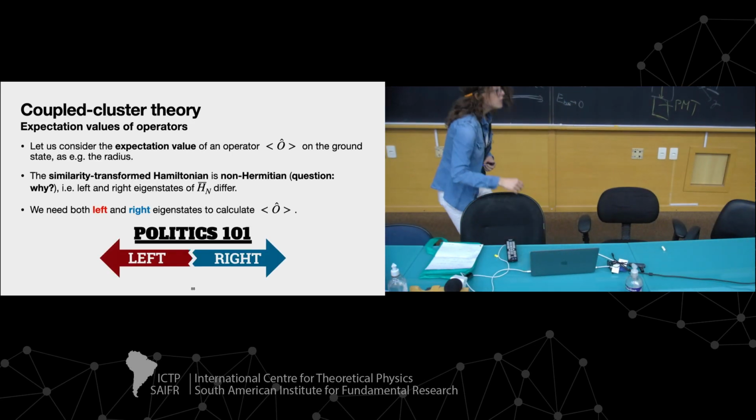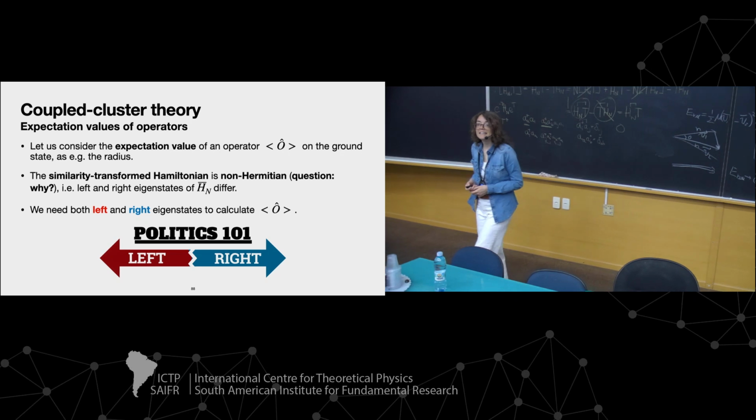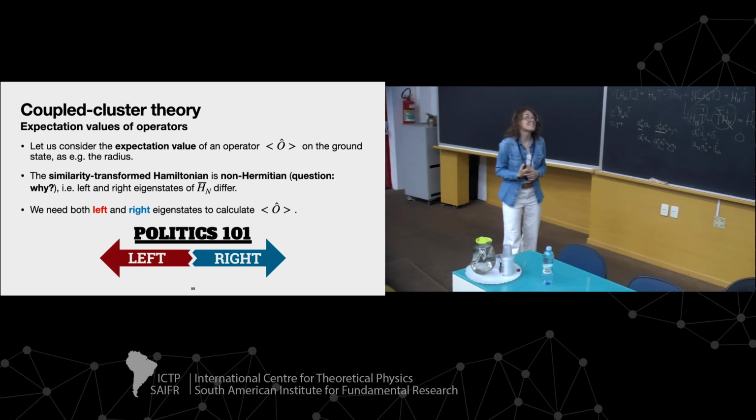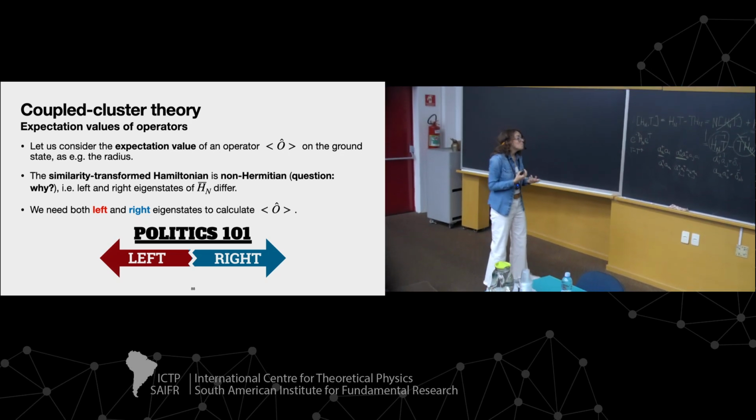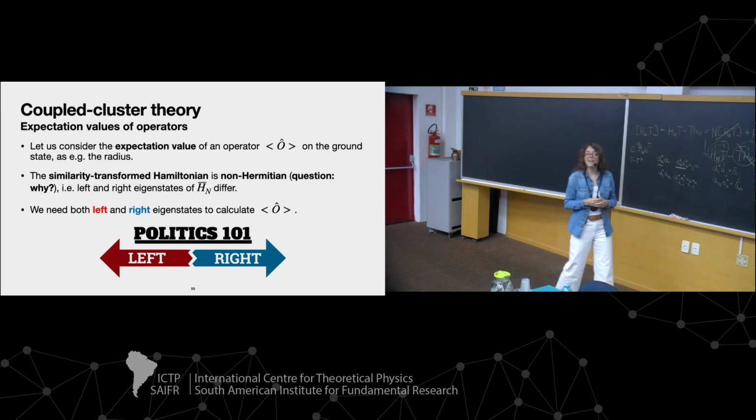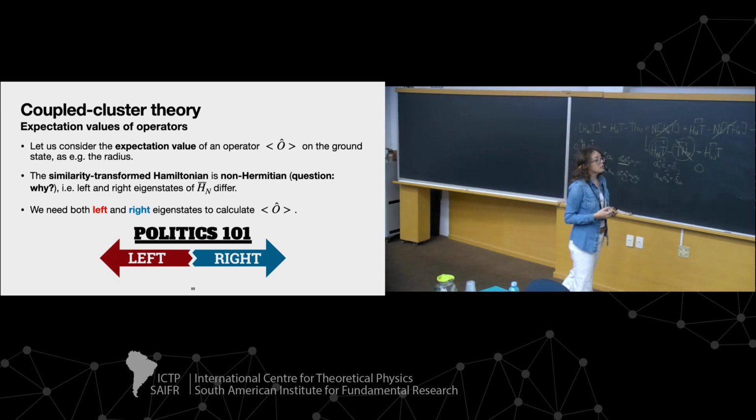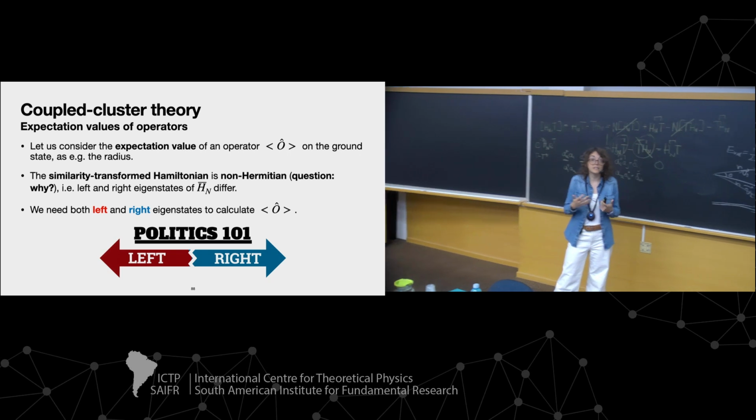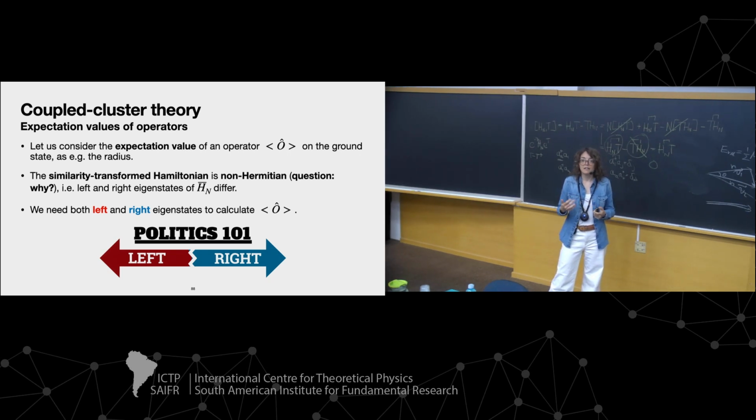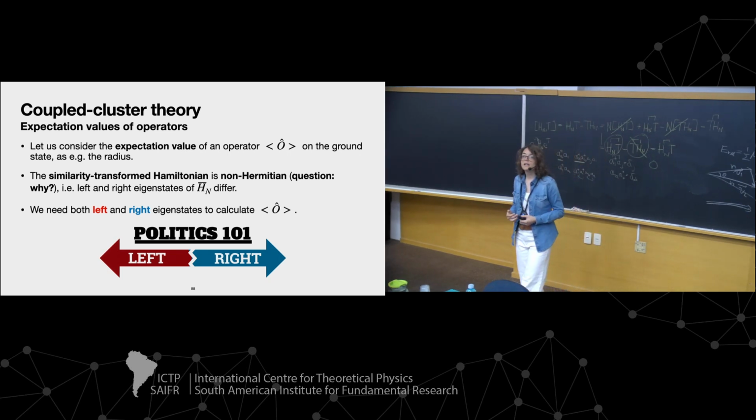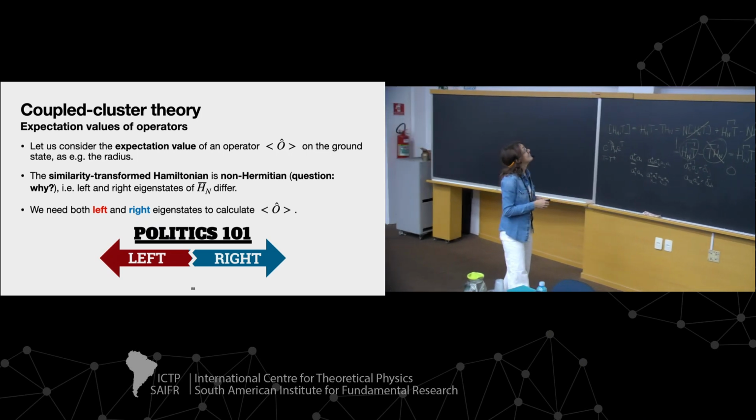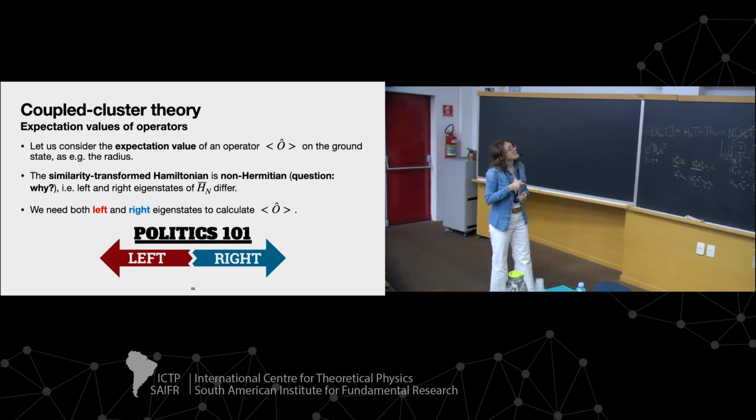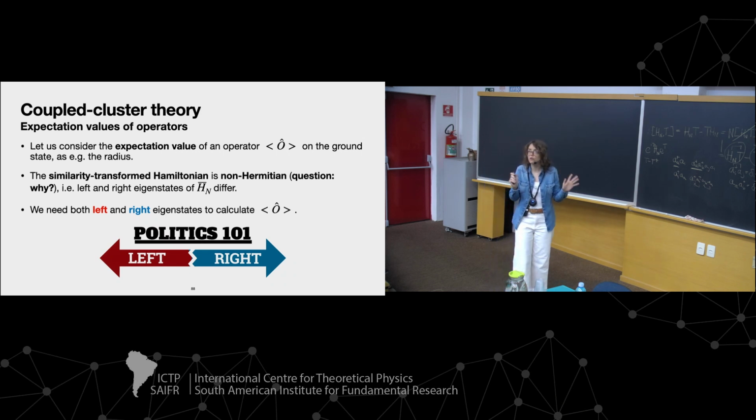Radii. So how do we actually calculate radii? This is a bit more complicated by the fact that we are dealing with a similarity transformation of the Hamiltonian, which is non-Hermitian. So when we consider the expectation value of a certain operator on the ground state, but it can also be on excited states, our similarity transformed Hamiltonian is non-Hermitian.